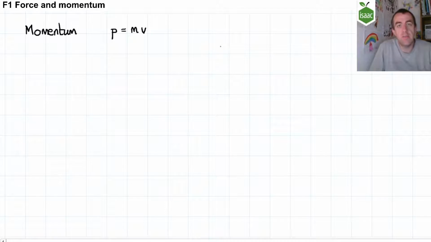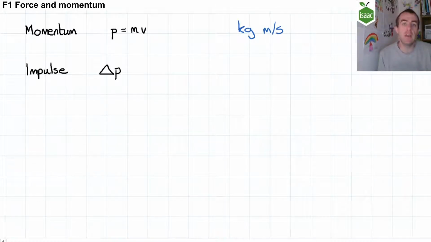This video is for F1, force and momentum. Momentum is the product of mass and velocity, and it is in the direction of the velocity. If the mass is measured in kilograms and the velocity in meters per second, the momentum is given in kilogram meters per second. Impulse is the change in momentum.